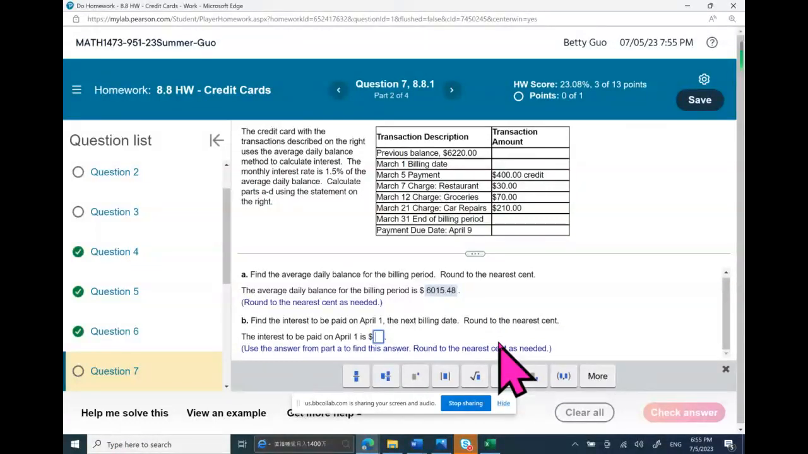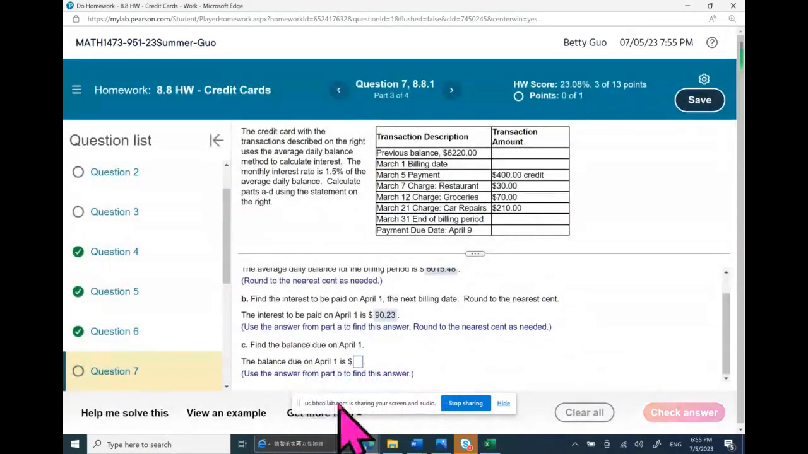What's your monthly interest rate? 0.015, right? 1.5%. Multiplied by the P, the average daily balance, 6015.48, and we have 90. Round the answer to the nearest cent. So, $90.23.